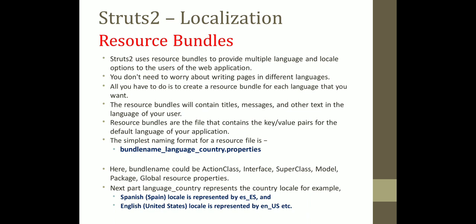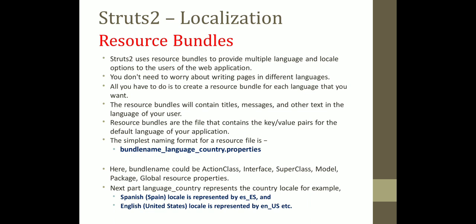Resource bundles are files that contain key value pairs for the default language of your application. The simplest naming format for a resource file is bundlename_language_country.properties. With an example we can see that in the next slide. Here the bundle name could be action class, the interface, superclass, model package, global resource properties, etc. These are resources from resource bundles.